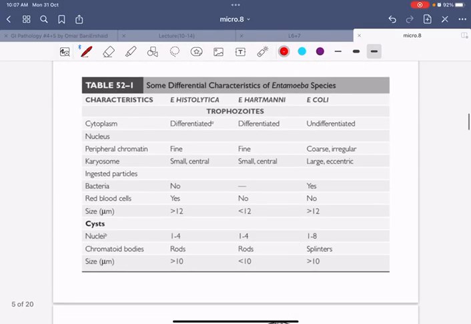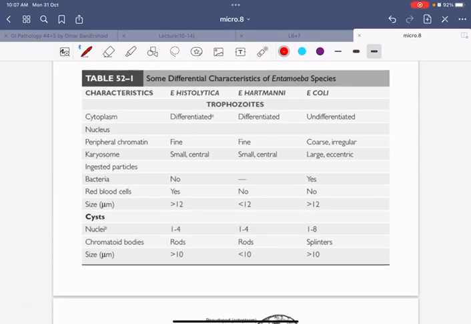Let us look at this table, which is very important. Entamoeba histolytica, Entamoeba hartmanni, Entamoeba coli. But I would like you to concentrate on histolytica and coli. Hartmanni, just keep it for information, okay? Because the differentiation is usually between histolytica and coli. Now dispar, we left it out because of the RBC, okay? One has it and the other does not.